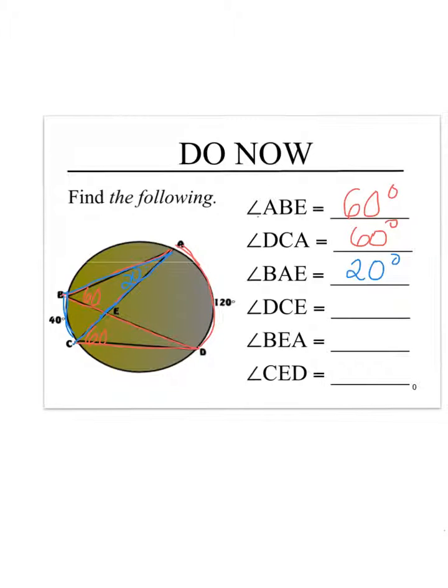Angle DCE is the same thing as DCA. So we had already found that to be 60 degrees. And angle BEA, since I have a triangle here, and I have two angle measures, all I have to do is use their sum, subtract it from 180, and I get a difference of 100.